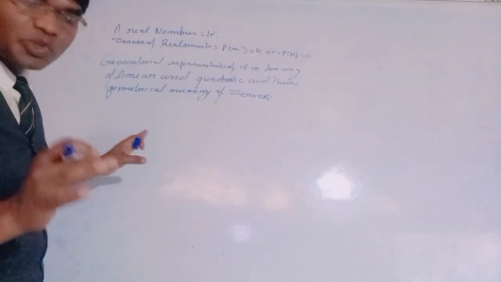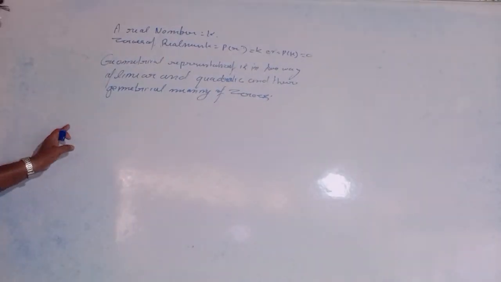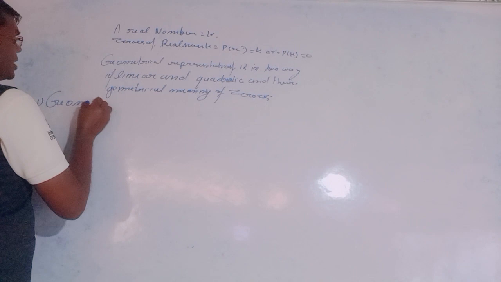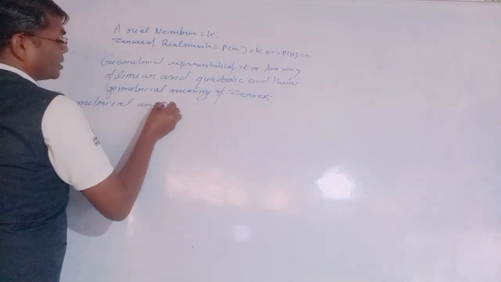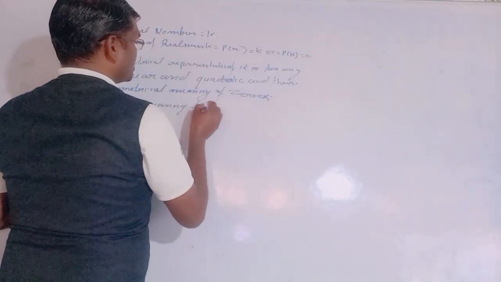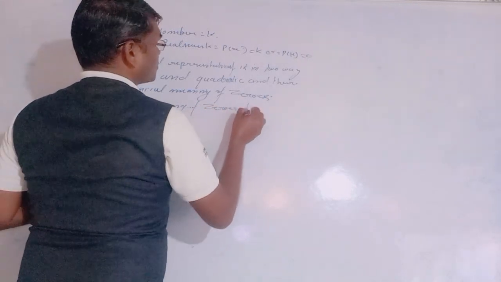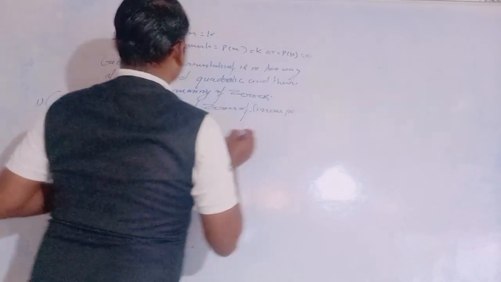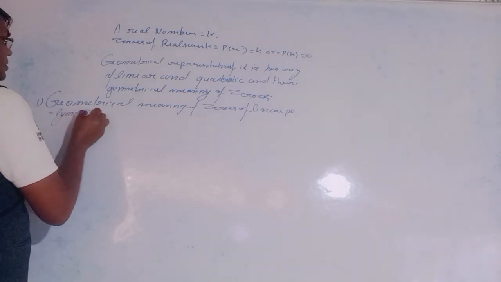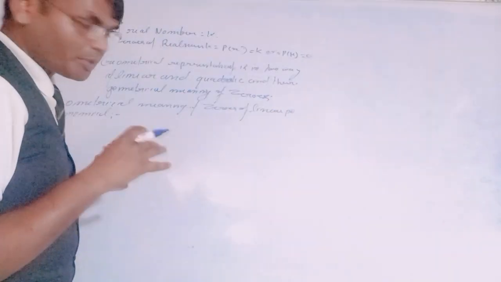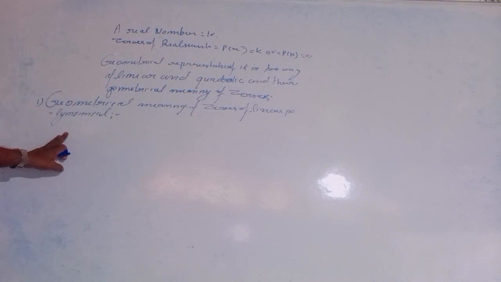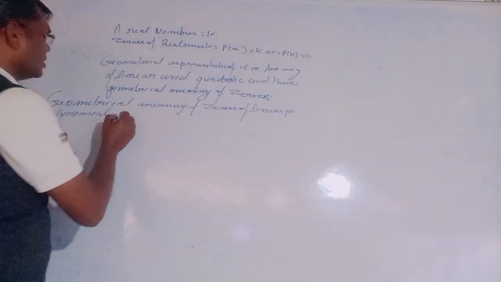So first we will start with the geometrical meaning of zeros of linear polynomials. We know that a linear polynomial is of the form ax plus b.